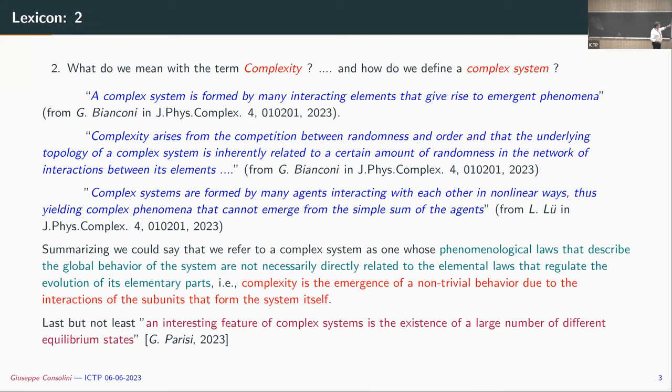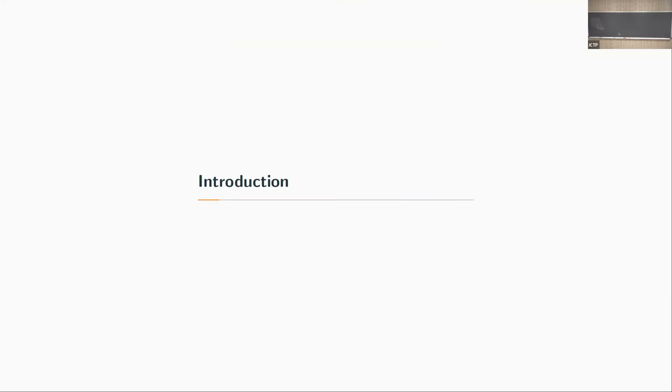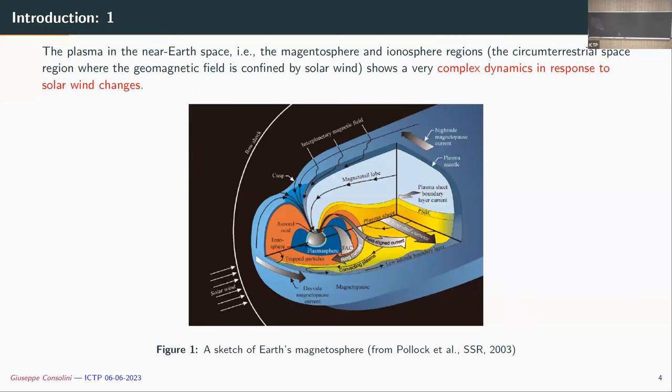And let me conclude with a sentence on one special feature of complex systems, from Giorgio Parisi. An interesting feature of complex systems is the existence of a large number of different equilibrium states. So it means metastability in many situations. So now we have just some definitions, and I would like to introduce the topic of my talk.